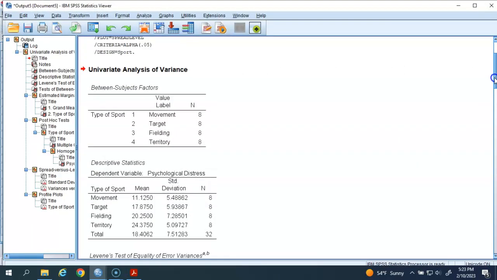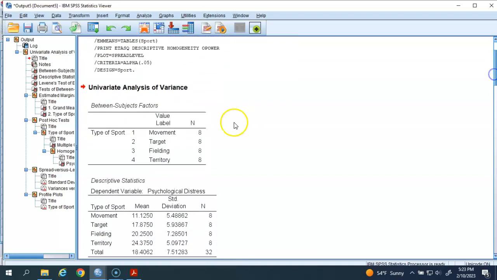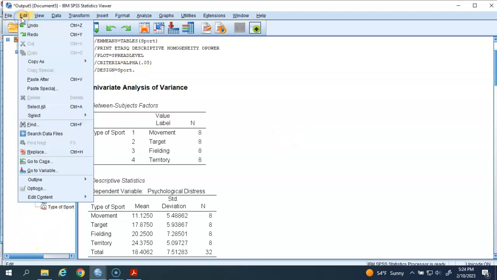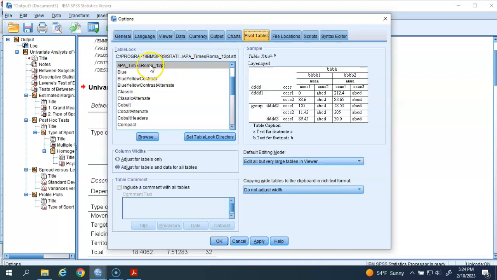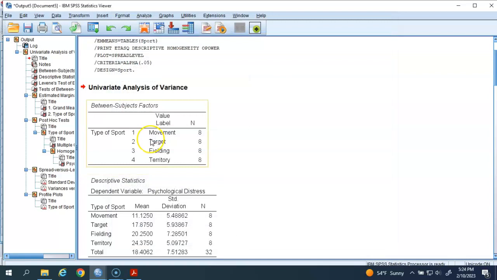And there we go. Now my output might look a little differently than yours. I've set my output up to be closer to APA format. You'll see if you go up to Edit and go down to Options, and we go over to Pivot Tables, you'll see I have APA Times Roman 12-point font selected. So it's giving me some default tables and figures that are going to look closer. I still would probably go through and have to edit some of these tables, but they're pretty close. They're a very good start.